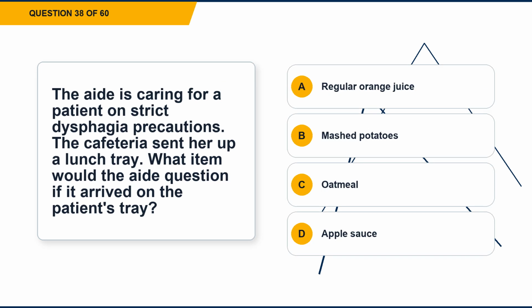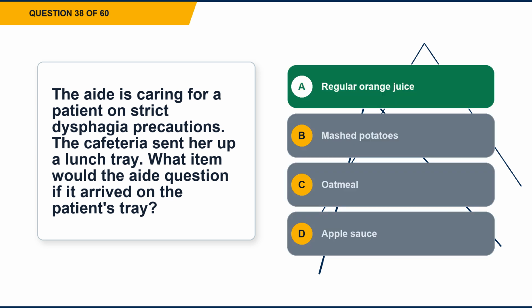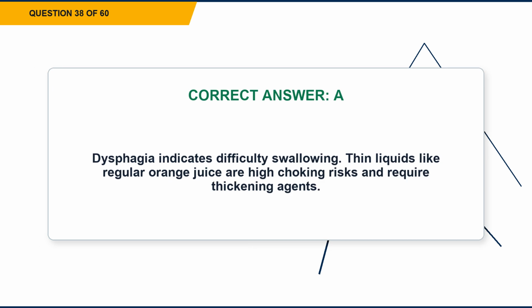Question 38. The aide is caring for a patient on strict dysphagia precautions. The cafeteria sent her up a lunch tray. What item would the aide question if it arrived on the patient's tray? Option A, regular orange juice. Option B, mashed potatoes. Option C, oatmeal. Option D, applesauce. The correct answer is option A, regular orange juice. Explanation: dysphagia indicates difficulty swallowing. Thin liquids like regular orange juice are high choking risks and require thickening agents.